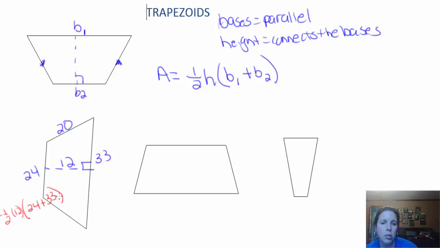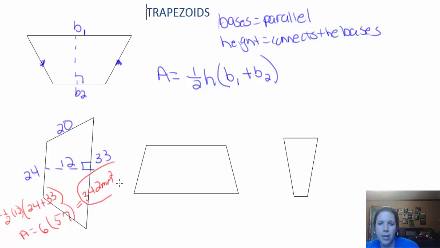You can go ahead and just multiply the height. What's half of 12? 6. And then add the 24 and the 33. So 4, 5, 6, 7, 57 times 6. Okay, so if you want to write that out, or you're allowed to use, it's 342. You're allowed to use your calculators on this. 342, does it say, millimeters squared.